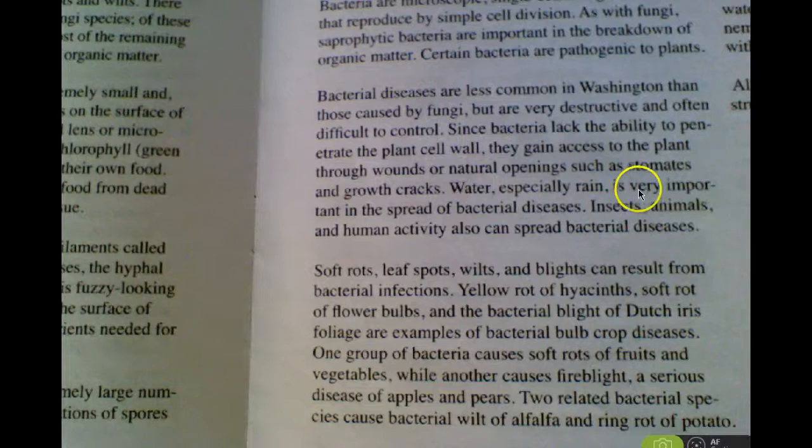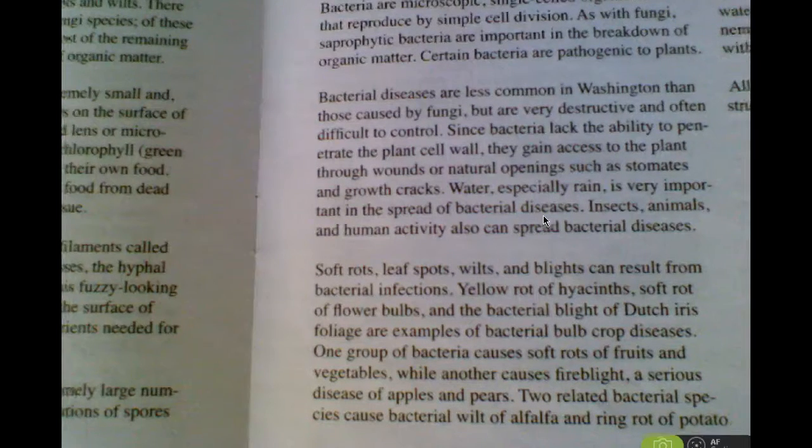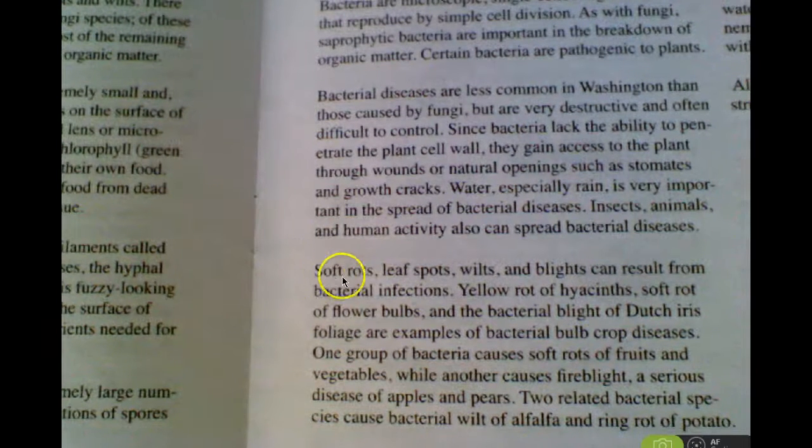Okay, water is the most important thing in the spread of bacterial diseases because the bacteria just spread all over the place. If it's not wet, they die. So you're going to see bacterial diseases like soft rots, leaf spots, wilts, and blights. This is really important in our vegetable crops and probably our flower bulbs: hyacinths, soft-rotted flower bulbs, bacterial blight of Dutch irises. One of the worst rots is obviously in potatoes. So you've got a bacterial wilt of alfalfa and a ring spot of potato. Those are both very important in our crops.